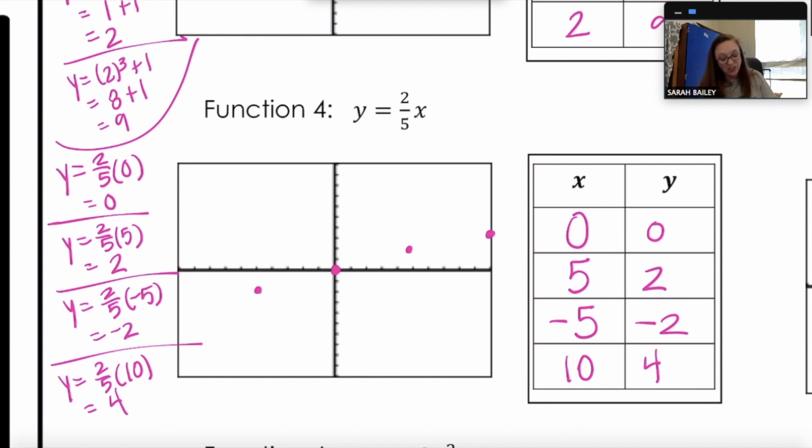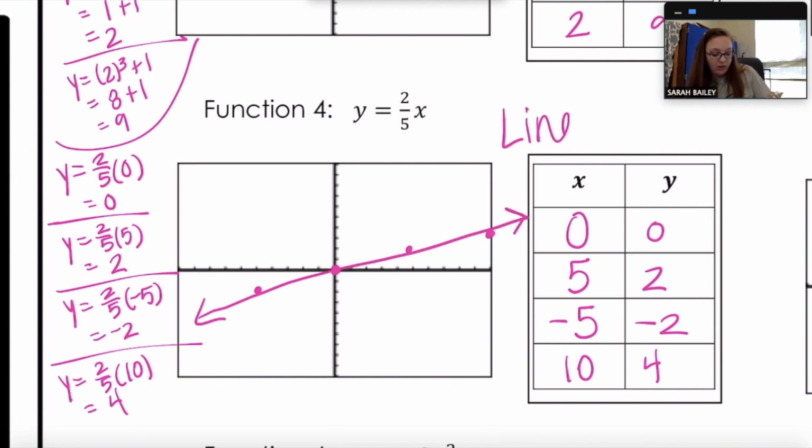Okay? And so this looks like it's going to be a straight line. You could put a ruler and it will be a straight line, which means that this one is linear. So I want you to write linear right there. Okay?